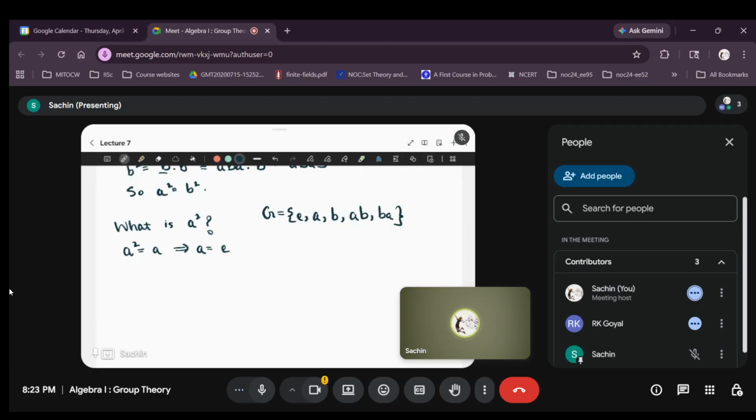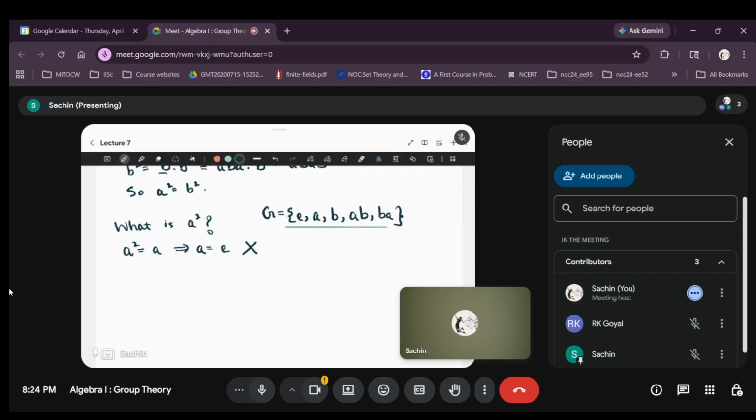Because you can multiply by A inverse on both sides. So you get A is equal to E, but that is not possible since we assumed E and A were distinct. E, A, B are all distinct. All these are distinct elements.